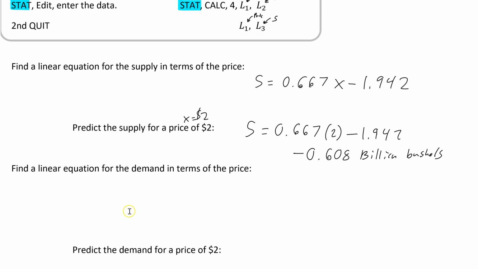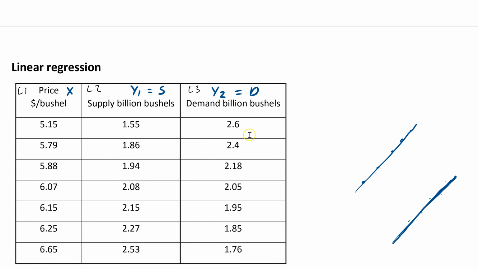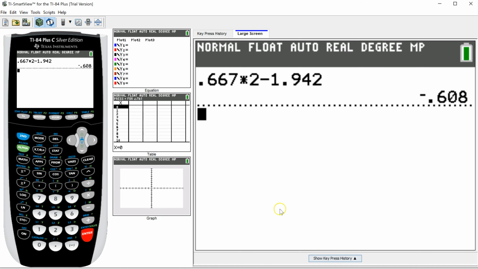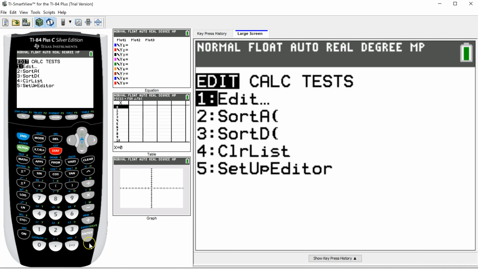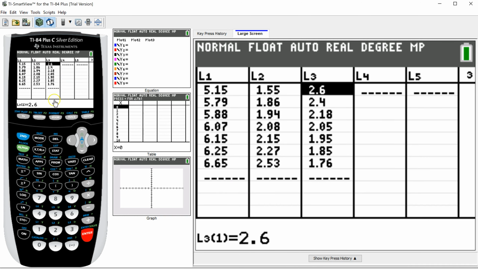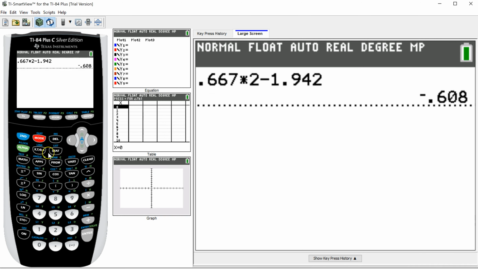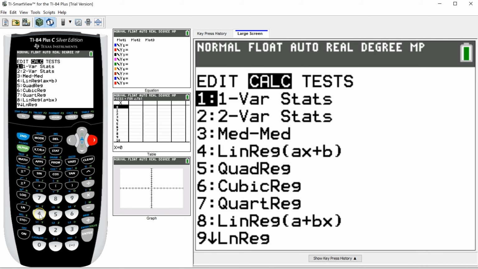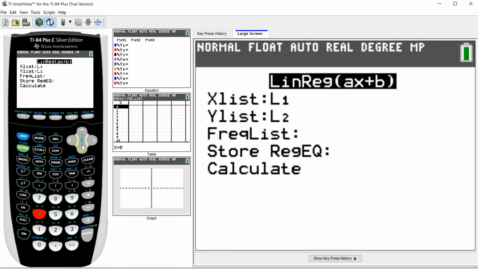All right, so we're going to do this again now for a linear equation for the demand in terms of price. This one we now use L3. So to do that, we go back to our calculator. Remember, we've already entered all this. There's our values in there. So now if we go back into stats, we go to calculate, number 4. We now just have to change our Y to L3.